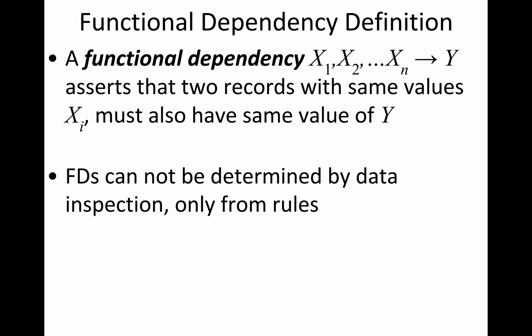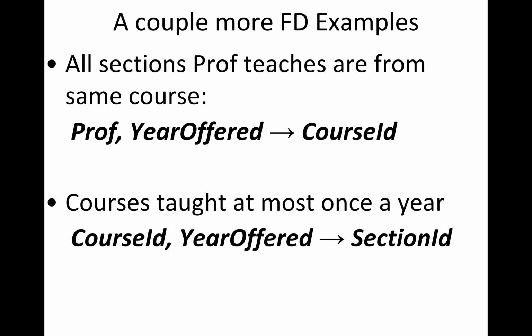So functional dependencies: X1, X2, and Xn give you a value for Y, and these are all derived from rules like these, where all sections that professors teach are from the same course.